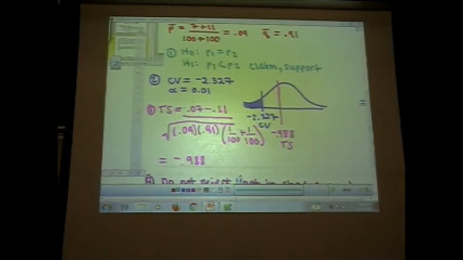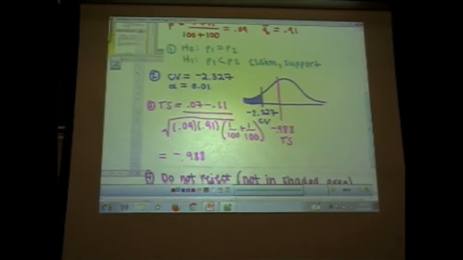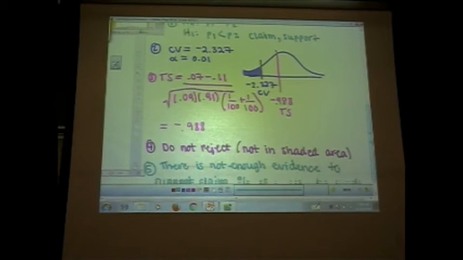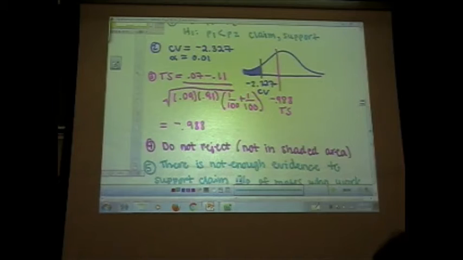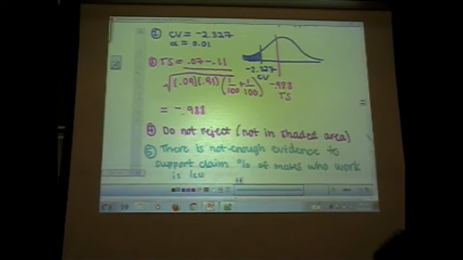The CV according to the table, which is the bottom row, because it's a proportion, is negative 2.327. Do you guys hear that? So it's just the bottom row because it's proportion. And then I did the TS, which is 0.07 minus 0.11 over the square root of 0.09 times 0.91 times 1 over 100 plus 1 over 100, which is negative 0.988, which I put on the picture.